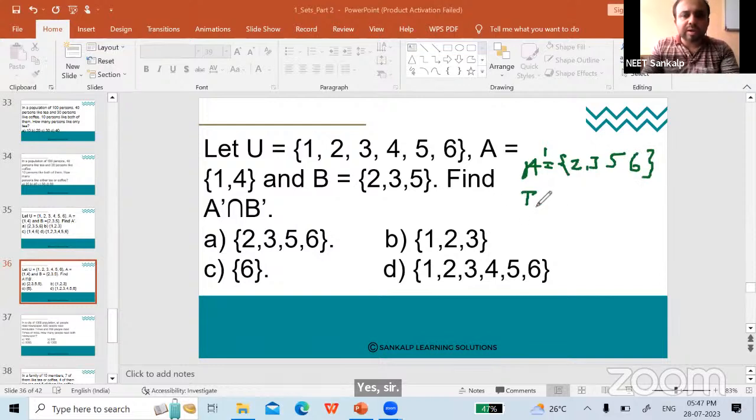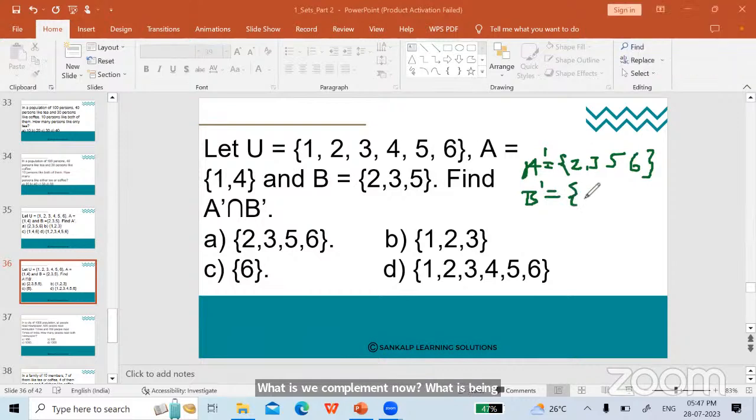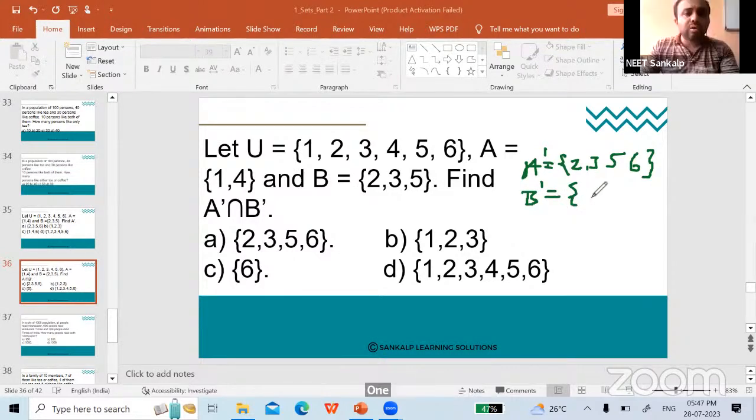What is B complement now? 1, 4, 6. So here it is 2, 3, 5, is it? 2, 3, 5 got cancelled. 1, 4, 6 is remaining.